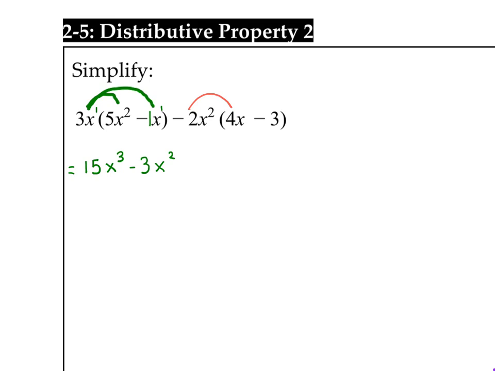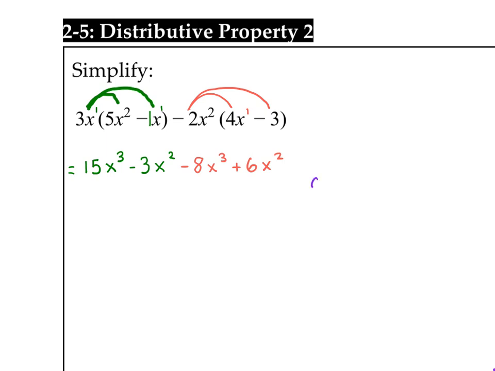So when you multiply that with the 4x with an exponent of 1, the coefficients, negative 2 times 4 is negative 8, and the exponents, you add them on the x's. 2 plus 1 is 3. For the second term, when you multiply the coefficients, negative 2 times negative 3 is positive 6. There is no exponent on the negative 3, so you just have x squared.